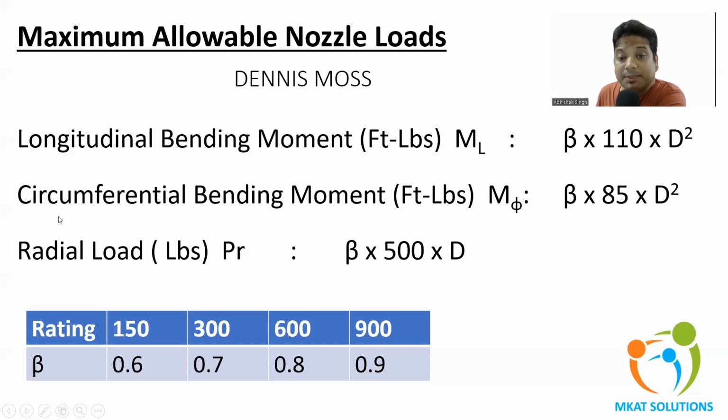Similarly, the circumferential bending moment also can be calculated. Same formula, only the constant value is a little changed. We can calculate the maximum circumferential bending moment for that size of nozzle and rating. So we have 2 values. The radial load also can be calculated by using that factor beta and multiplying with 500 and D. These are the values in foot pound. Whatever unit you are doing the calculation in, you can convert it from here. So these are the 3 loads.